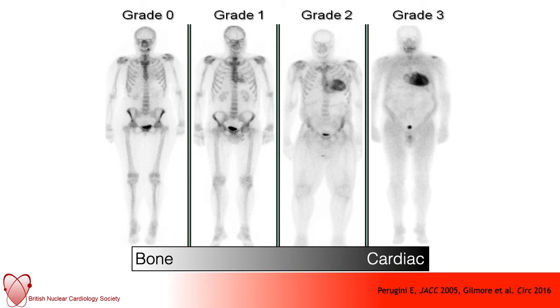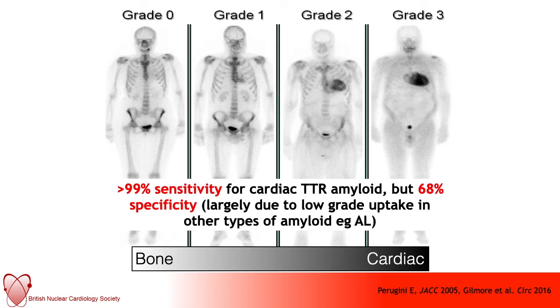And so this was the scoring system coined by Perugini and colleagues in 2005, and subsequent work, which I'll talk through in a second, by Gilmore and colleagues, which was multi-centre fantastic work, published in 2016, showed that this was incredibly sensitive for cardiac TTR, as Perugini and colleagues had hypothesised nearly 15 years earlier. However, there was low-grade uptake classically in AL, so it was not particularly specific for TTR. And I'll show you the data now.